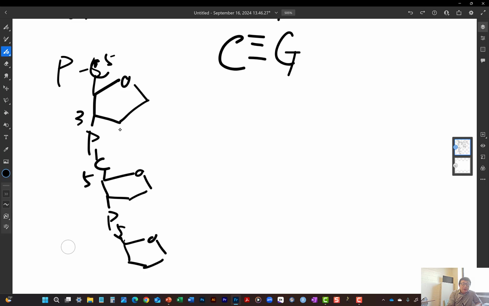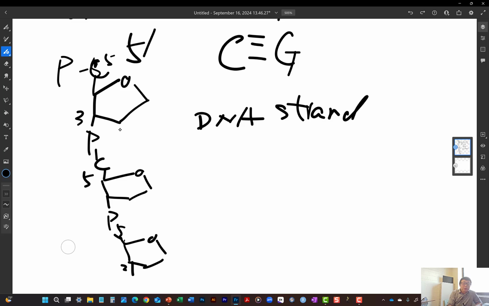You keep going, and now you have a strand. We call it a DNA strand. This DNA strand has a direction. This end is called 5 prime and this end is called 3 prime. Normally we say this is the head and this is the tail, or end.